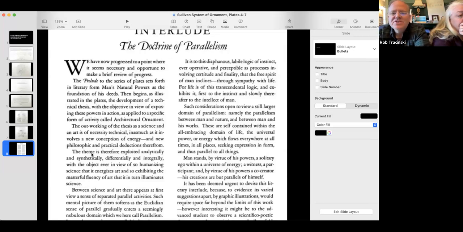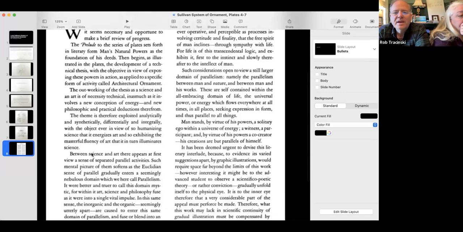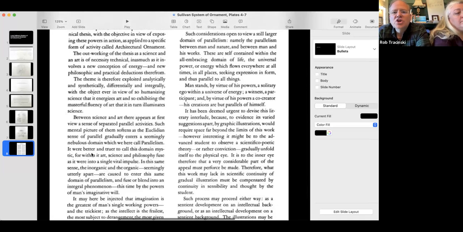For life is of this transcendental logic and exhibits it first to the instinct and slowly thereafter to the intellect of man. Such considerations open to view a still larger domain of parallelism, namely the parallelism between man and nature and between man and his works. These are self-contained within the all-embracing domain of life, the universal power or energy which flows everywhere at all times, in all places, seeking expression and form, and thus parallel to all things.